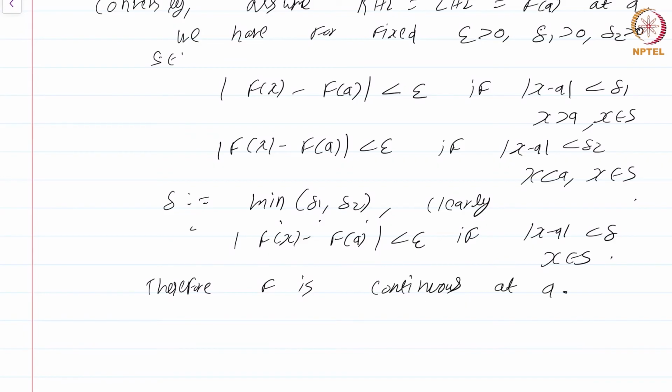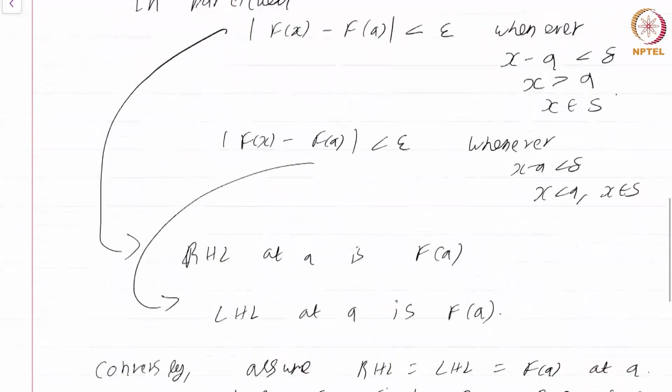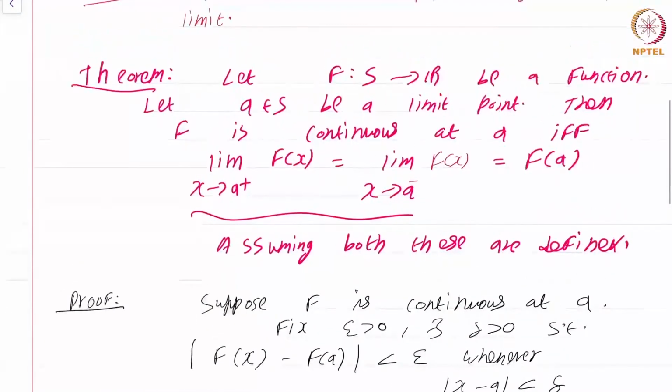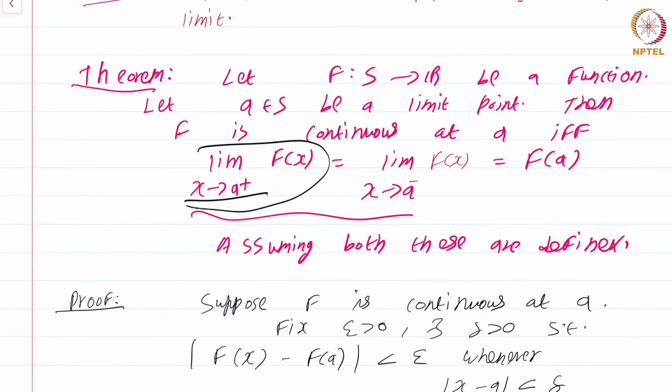Now if it turns out that only one of these limits is defined, let's say this limit is defined, then it is sufficient to show that this limit is equal to f of a. Similarly, if only this limit is defined, it's sufficient to show that this limit is equal to f of a. Then the function will be continuous.